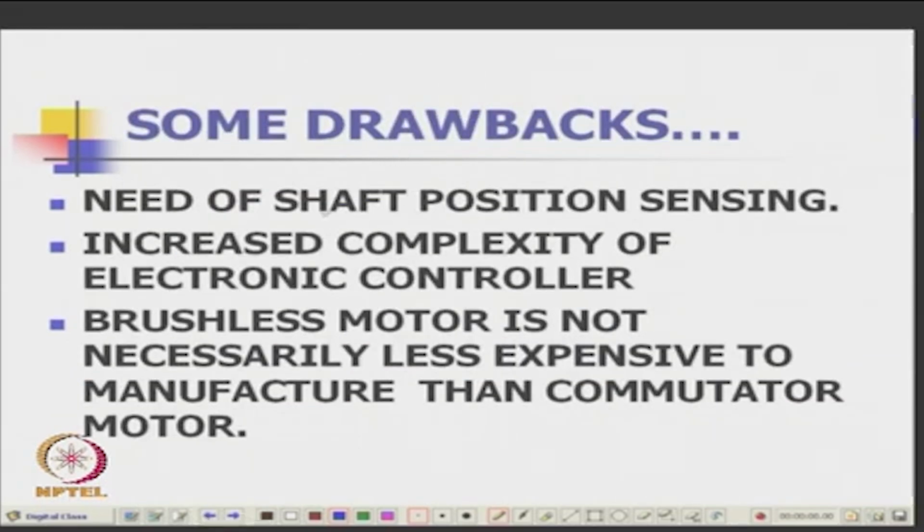Then, the problem is that you need to have shaft position sensing. If you want to have a brushless machine with electronic commutation, you have to position the rotor. You must know at what instant of time you have to pass a current in the stator winding, and that will depend upon the rotor position. So there is increased complexity, as you require a completely electronic controller. So a brushless motor is not necessarily less expensive to manufacture, so cost is a factor.